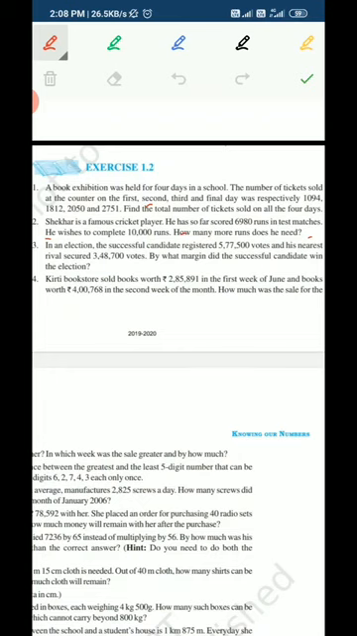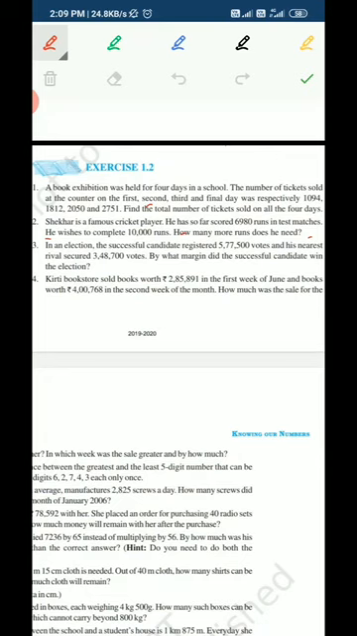Suppose you have 4 chocolates, but you want 10 chocolates. So how many more chocolates do you need to make the number of chocolates 10? Then what you will say, ma'am? 6. How do you find 6? Obviously you have subtracted 4 from 10. When you subtract 4 from 10, you will get 6.